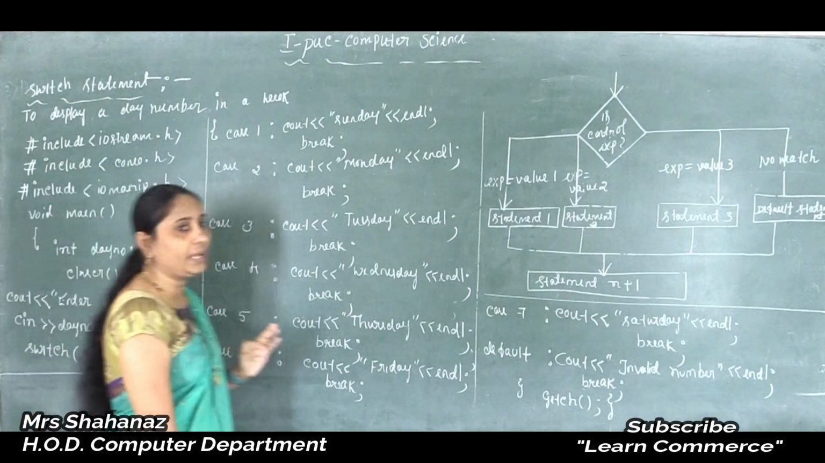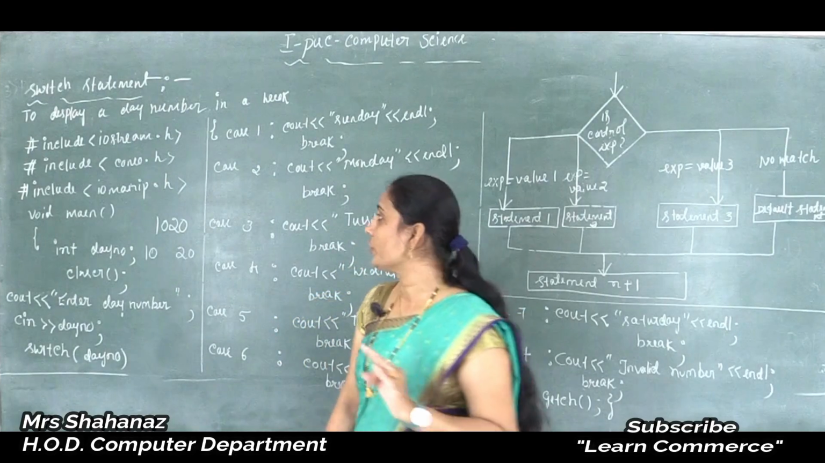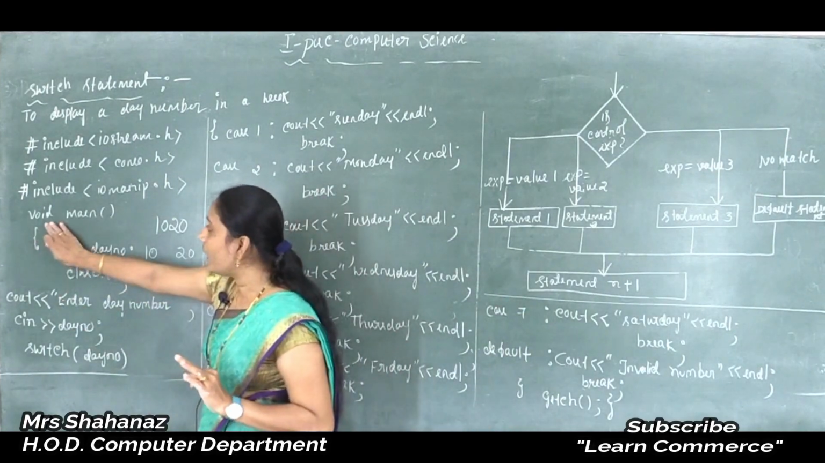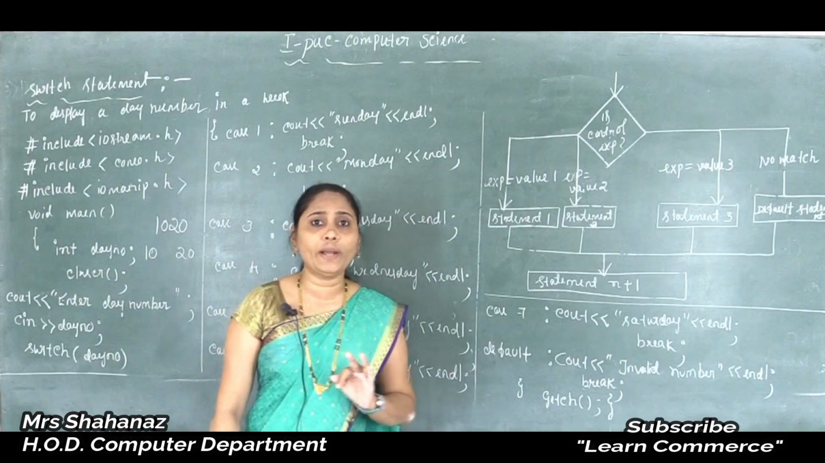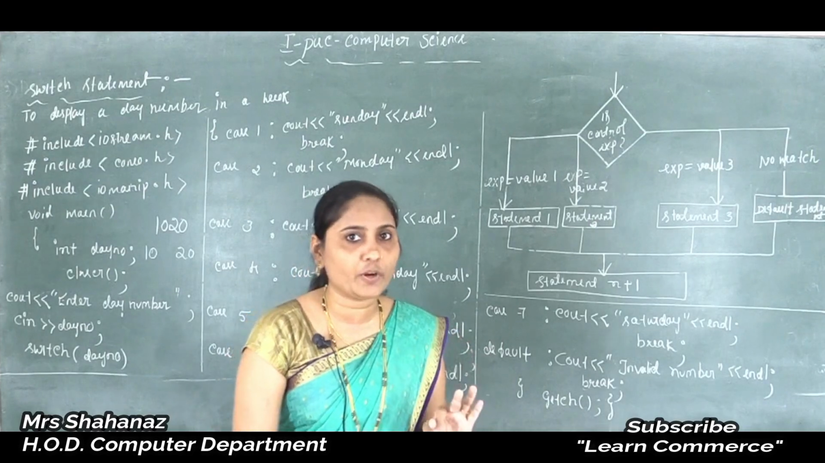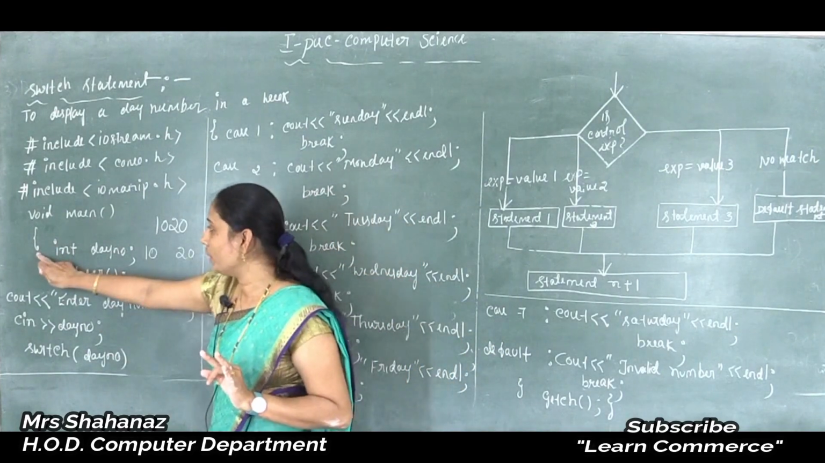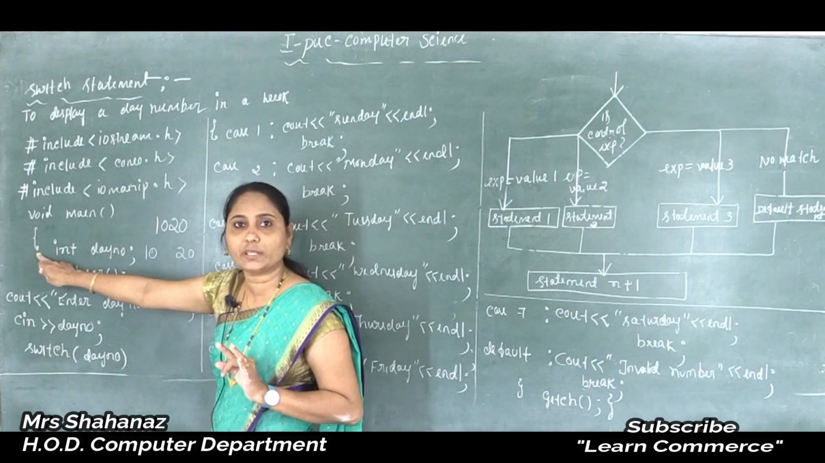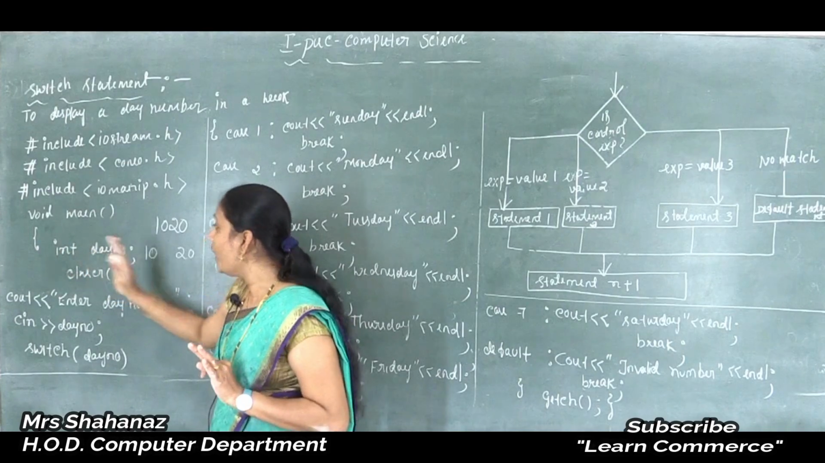Okay, after completing each and every header file, what are the header files we need to use in the program, then later we are going to start the program by using the void main function. When you write the void main function, that means it is the starting of the program, and the program is going to start with the opening of the flower bracket. Clear this one?